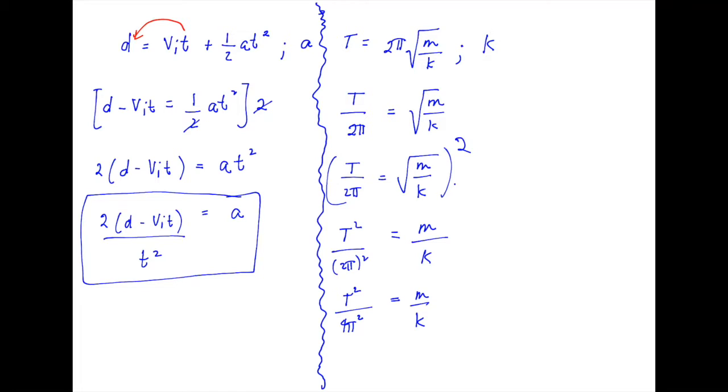Since we are now looking for k, we could simply do our crisscross multiplication. So we have k times t squared, and then we have here m times 4 pi squared. And then in order for me to solve for k, that would be simply equal to k is equal to 4 pi squared times m over t squared.